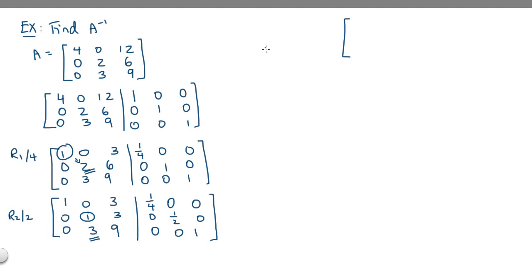So to eliminate the 3, we're going to do the row that we're on, that's row 3, plus or minus an appropriate number times our pivot row. So to get rid of a 3, let's go minus 3 times our pivot row. All right, so that's going to give us 0, 0, 0. And over on the right side, continuing to do row 3 minus 3 row 2, we've got 0, minus 3 halves, and 1.